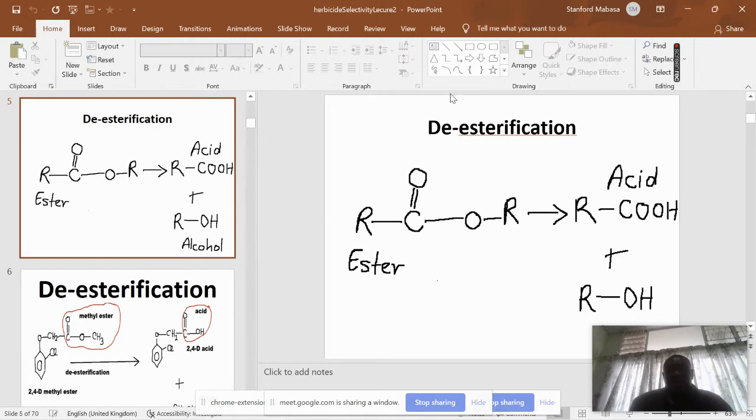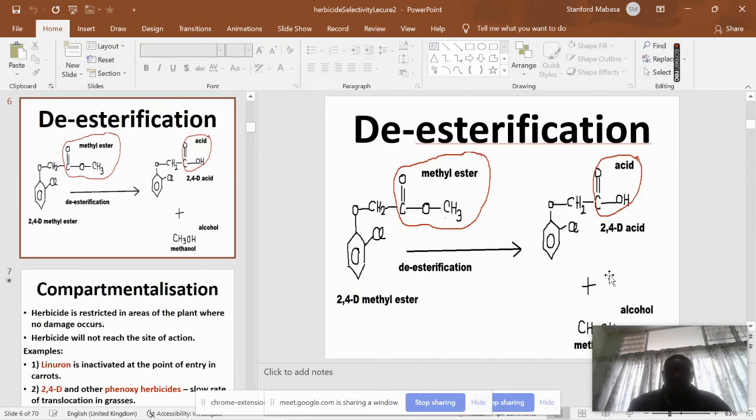So this could be the ester form. During the deesterification, which is necessary in the plant, it forms the acid form, which becomes toxic, and the alcohol form. So this is actually the esterification of 2,4-D. This is the structure. What is affected is this in red, which becomes the acid. And once you have deesterified it, it then moves easily.